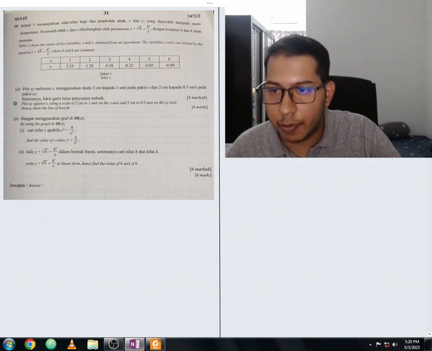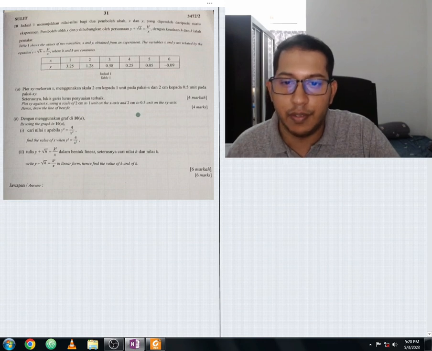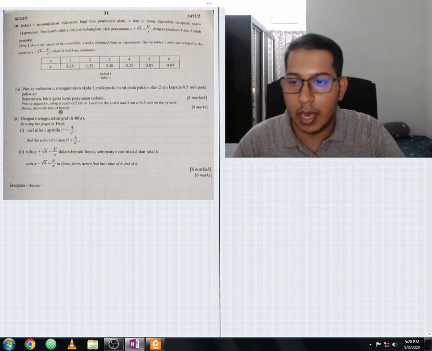Okay, so the question asks to plot xy against x using a scale of 2 cm to 1 unit on the x-axis and 2 cm to 0.5 unit on the xy axis. Hence draw the line of best fit. Okay, this is for part A, where they ask us to plot the graph.